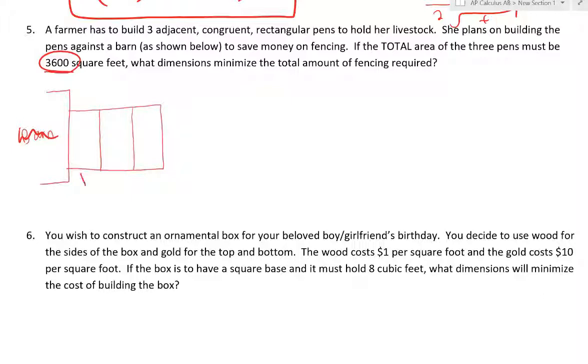So what you should have done is label these all as x's or whatever variable you want. You could also label the whole big thing as one variable. That's fine too. It all works out the same. Okay, and let's call that y there. So you're going to see y and y. Now we don't need a y here because that's going to be on the barn, so we don't actually have to put a fence there.